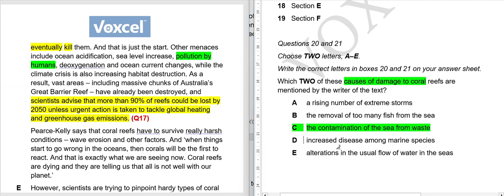D option, increased disease among marine species. There is no mention of increasing spread of disease, something like that. Alteration in the usual flow of water in the sea. Is there mention of alteration in the flow? Yes. Here, ocean current changes. So these two options will be our answer. I hope they are clear.